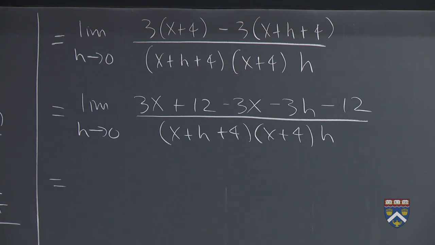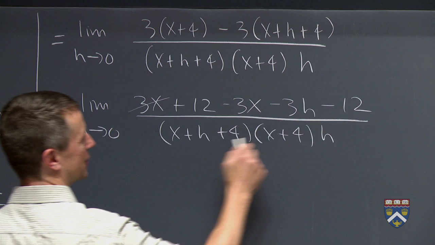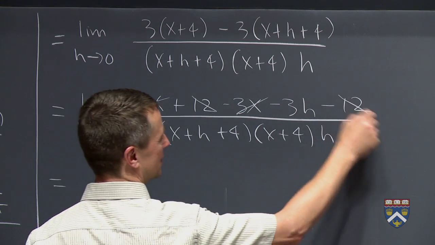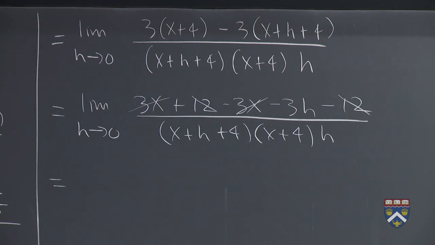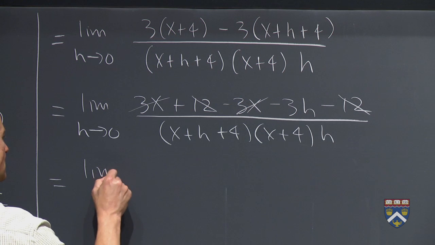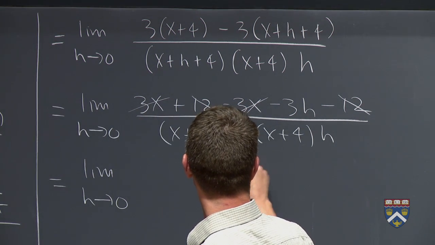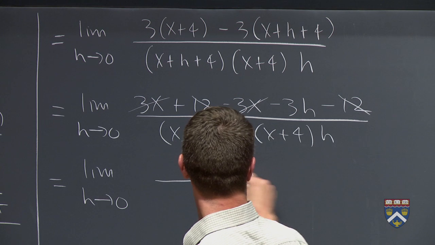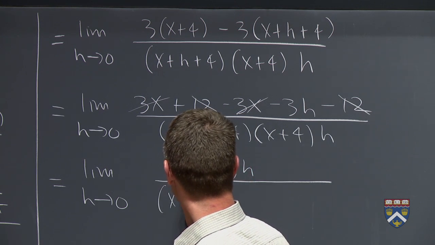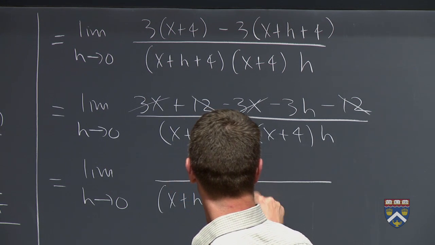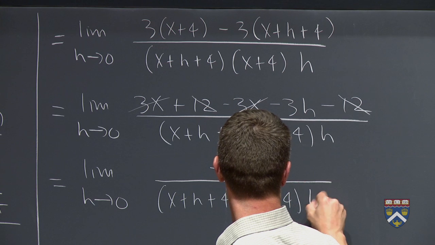And if we're lucky, everything should cancel that doesn't have an h in it. The 3x's cancel, the 12's cancel, and that's exactly what we want, right? So now we just have a minus 3h on the top. And on the bottom, we have x plus h plus 4, x plus 4 times h.